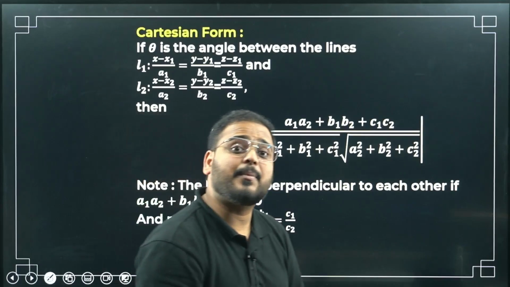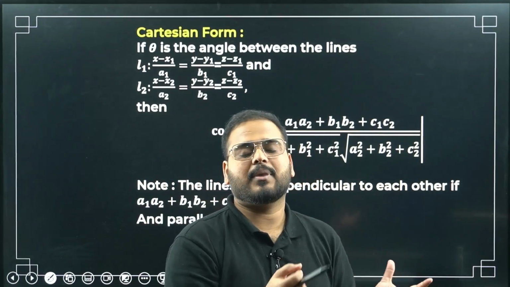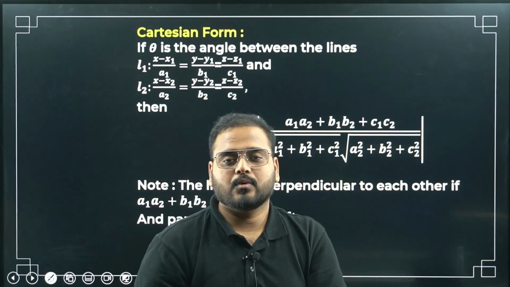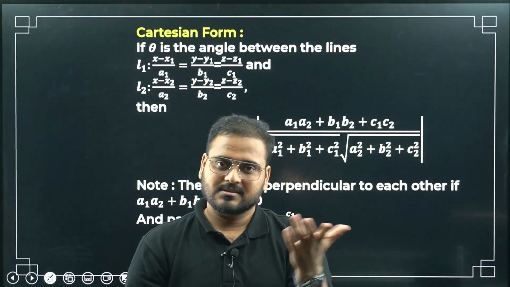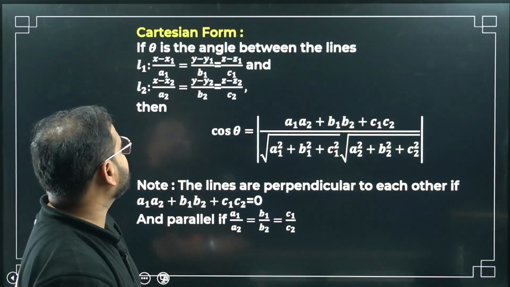Remember, perpendicular means cos 90. Cos 90 is 0, right? Perpendicular means what? Dot product is 0. How come, sir? b1, b2 cos theta is 0. Cos 90 is how much? 0, sir. Okay, great.